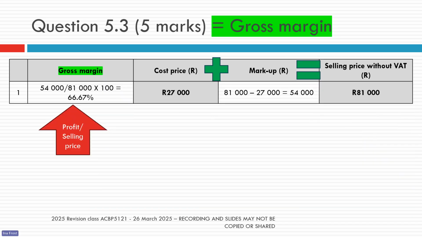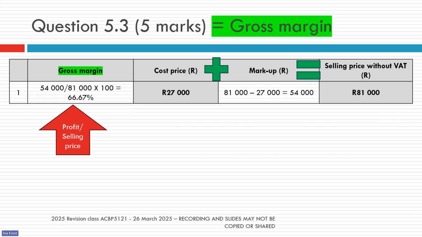Okay, in the next one, here we wanted the student to work out the gross margin percentage. And remember, a gross margin percentage is profit over selling price. We gave the student the selling price already. The only thing they had to do was work out the profit, and it was a fairly easy calculation because we gave both the cost price and the selling price. So they just had to work out the difference between the two to get to the profit.